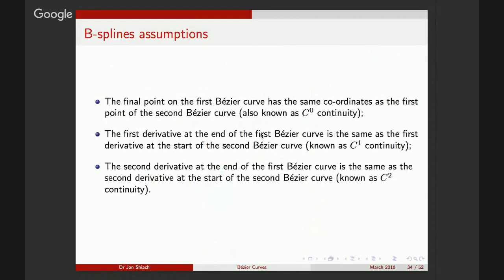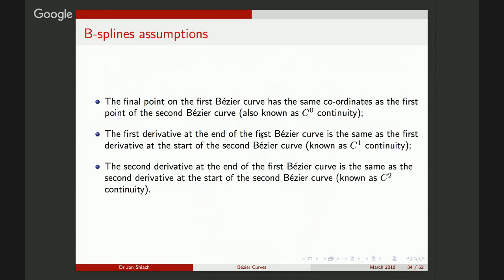Okay, so we're going to make some assumptions in deriving our B-spline curves. What we're going to say is the final point on the first Bezier curve is going to be the same as the first point on the second Bezier curve. So in other words, there's no gaps, they join together. So as soon as we've done with one Bezier curve, we're right at the start of the next one. And that's known as C0 continuity.